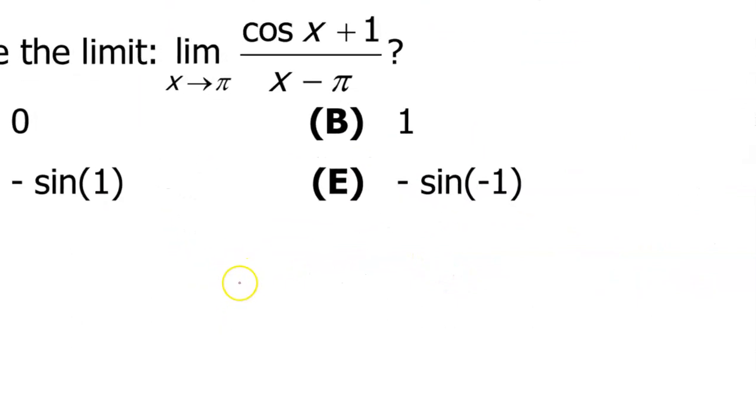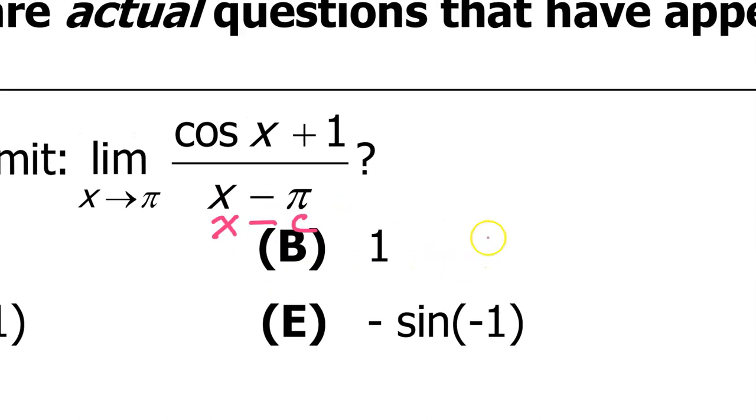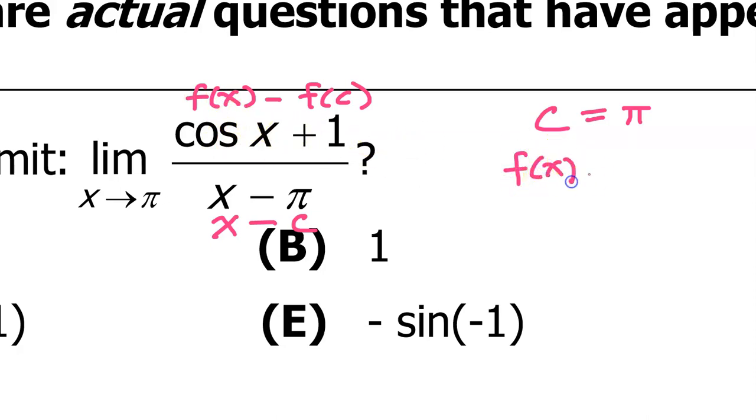For the alternate definition, as I mentioned, in the denominator, this would be x minus c. So if this turns out to work, then that means that the c value must be pi. For the alternate definition, in the numerator, you have f of x minus f at c. So next, look where the f of x goes, and you see this cosine of x. So if this is going to work out, that means that f of x must be cosine x.